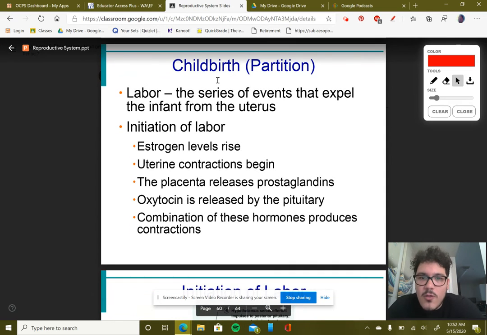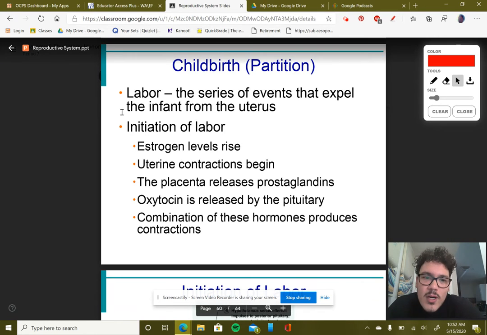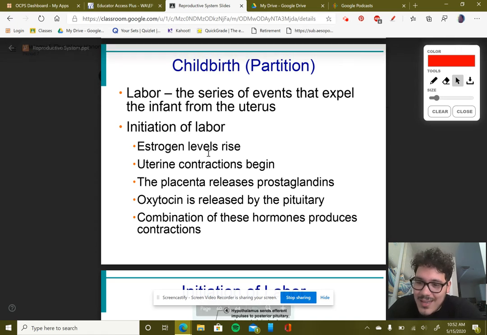Let's talk about childbirth, or parturition is the more technical name. I'm perfectly fine with childbirth. Labor is the series of events that expel the infant from the uterus. So when someone's in labor, it's when the baby's coming out, right? What are the initiation of labor? So what are the things that must happen?